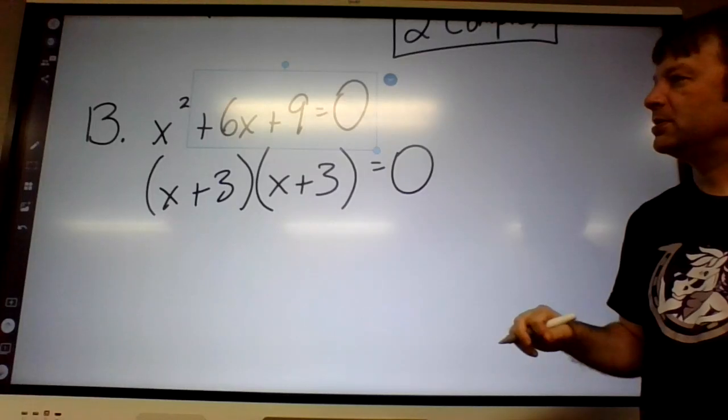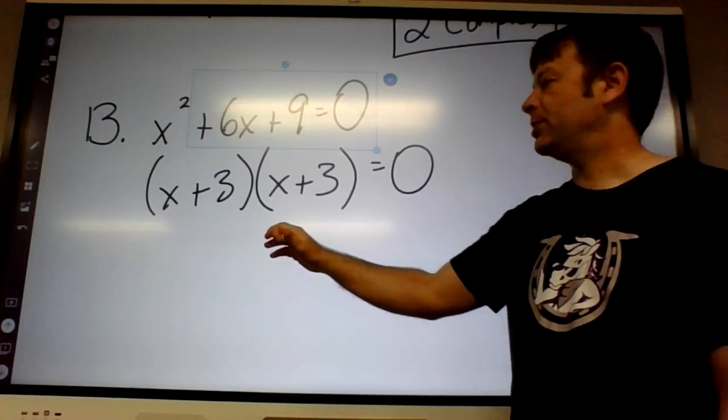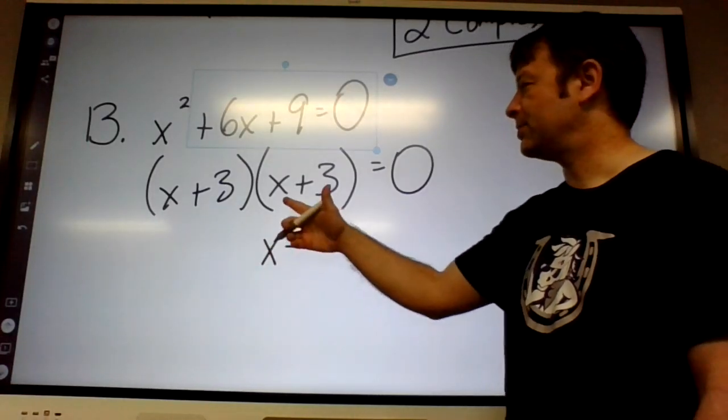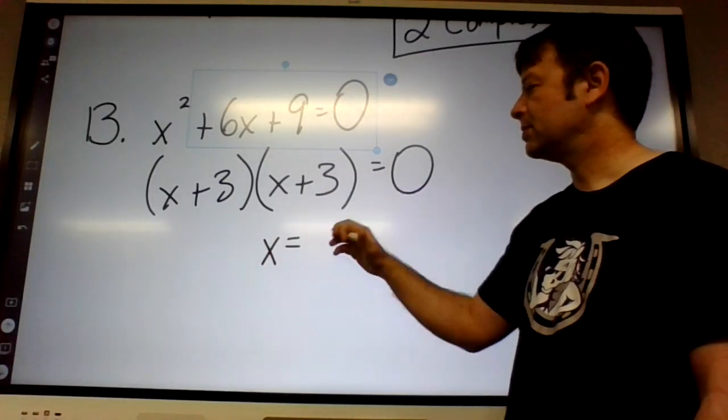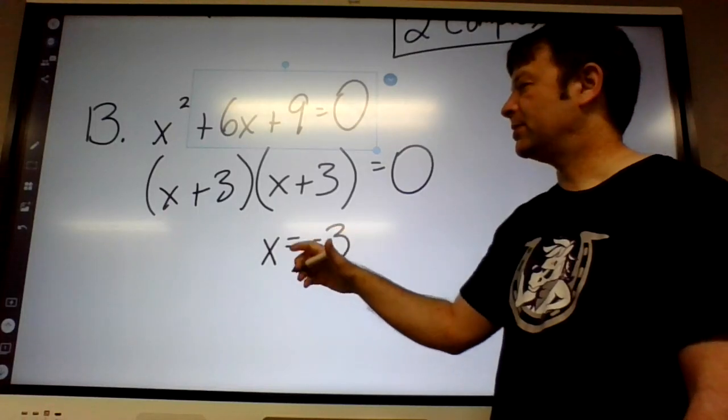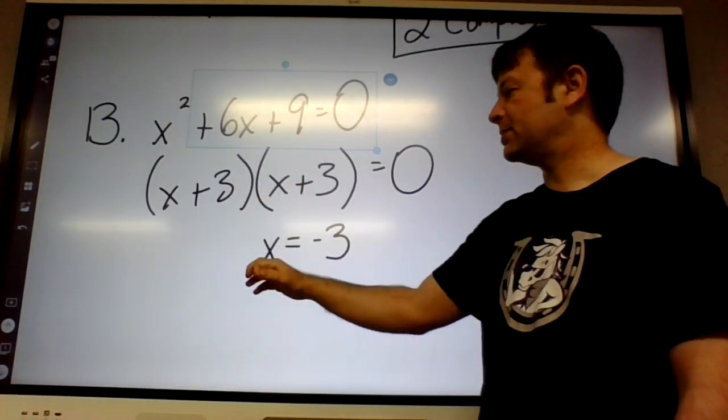Okay, let's go. What x values would make this equal 0? Negative 3 and negative 3, so it's just negative 3.